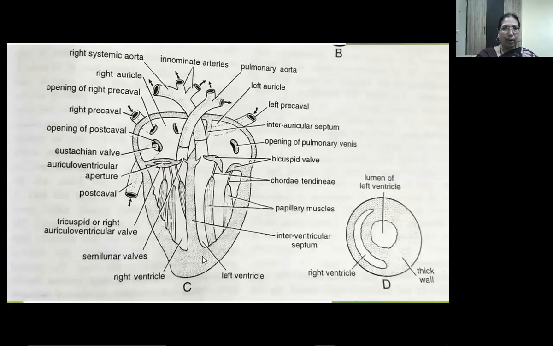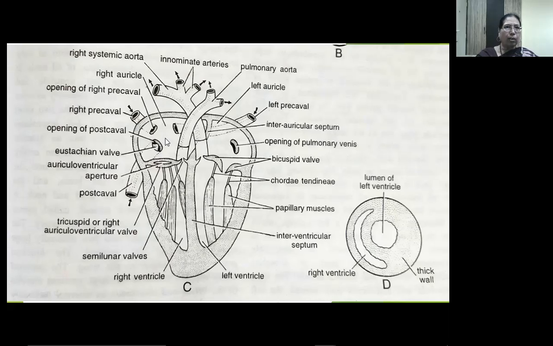So this is the bird heart. It shows two auricles and two ventricles. In the auricles, there is a septum called the interauricular septum. In the ventricles, the septum is called the interventricular septum. The right auricle receives three veins, two precavals and one postcaval. The postcaval is guarded by a valve called the eustachian valve.